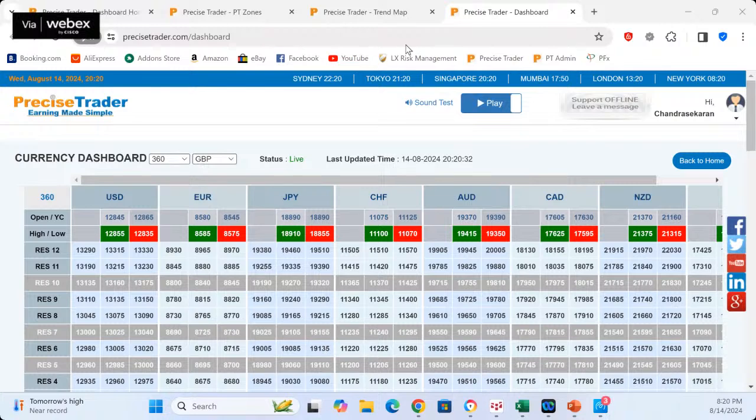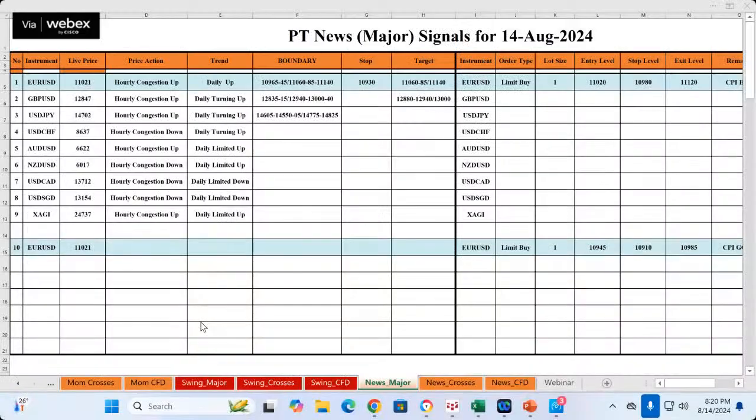So now I can give you the call for the pound. For the pound, we are going to do a limit buy. This is one lot. And the entry level is, remember I told you, right now the market is trading at 128.50. So probably I may want to enter at 128.40 or 45.